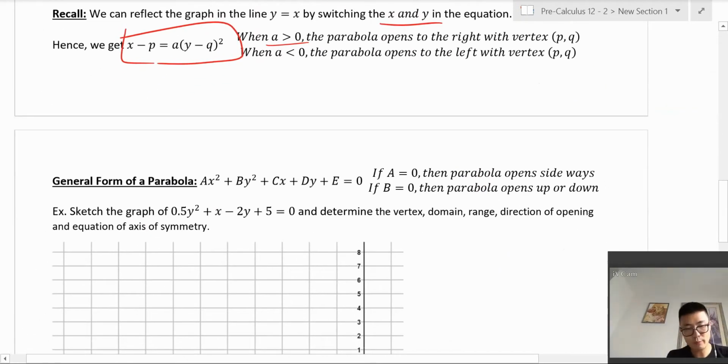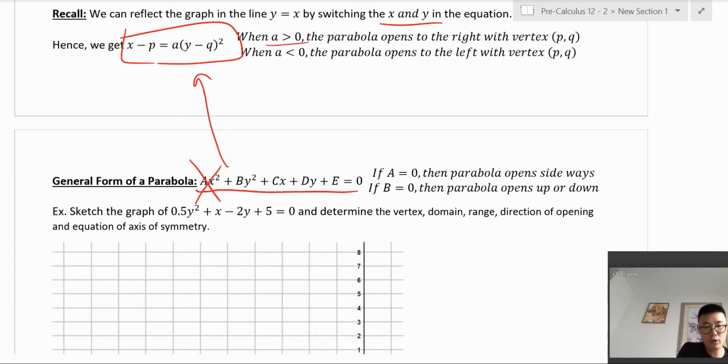Now we're going to be looking at the general form of a parabola. So there is, again, our old friend. If a equals 0, that means this is gone, then we only have the y squared term, so then it looks like that. That means we do not have the x squared term, so the parabola opens sideways.